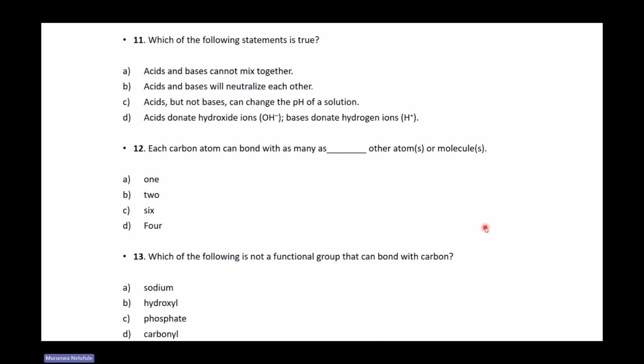Think about this and tell us the answer. I think acids and bases will neutralize each other. You think they neutralize each other? Why do you think so?